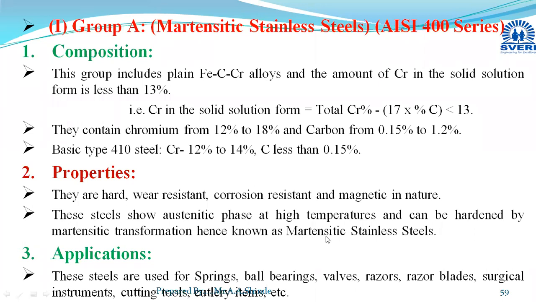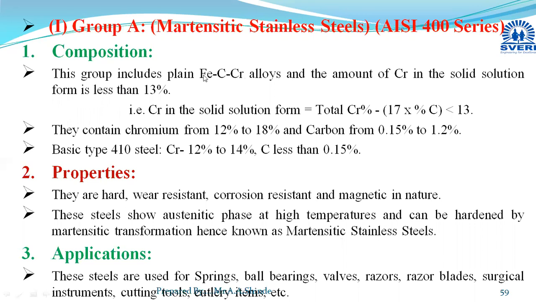And as this martensite, which is present at room temperature, is hard in nature, it has very high hardness and high corrosion and wear resistance. These steels also show the same properties that I have highlighted here. They are hard, wear resistant, corrosion resistant, and magnetic in nature. Why are these wear resistance and hardness properties there? Due to presence of this martensite. Now related to the composition, this group includes plain iron, carbon, and chromium alloy.